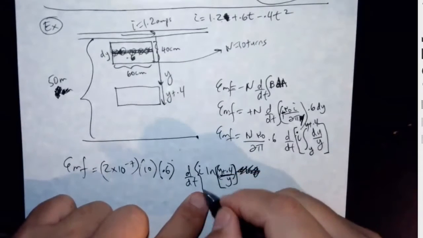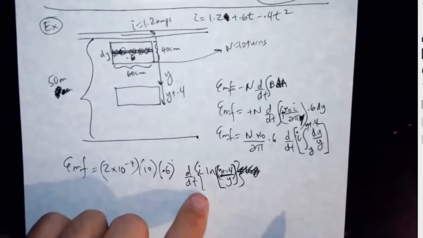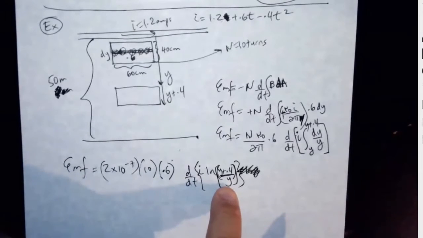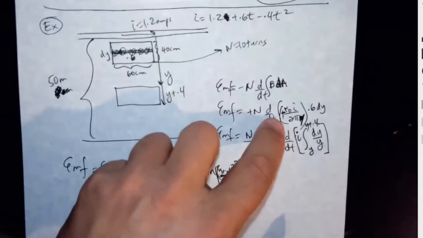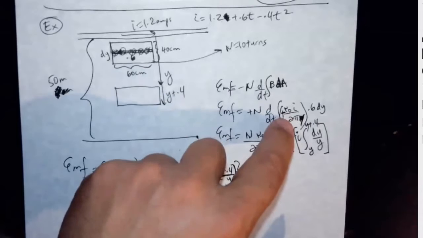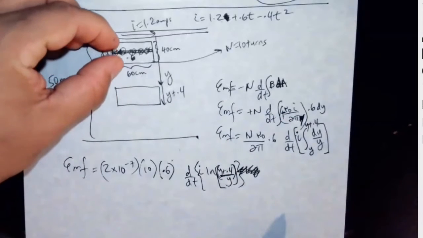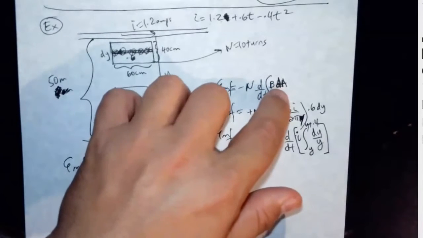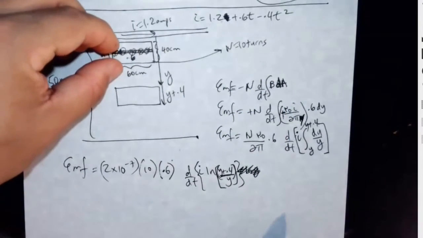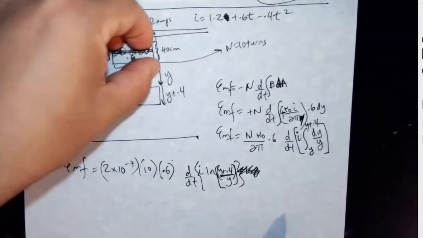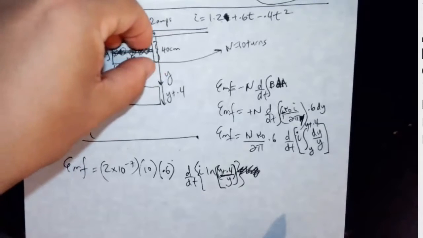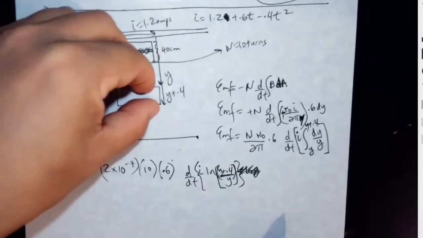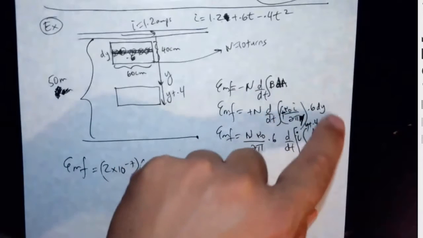Okay, now we got it like that. Now I have to take the derivative of that. You see, what I had to do for this is first come up with an expression for the magnetic flux. What you're doing here physically is getting an expression for the magnetic flux through that rectangular coil at any instant. That's what the magnetic flux is.